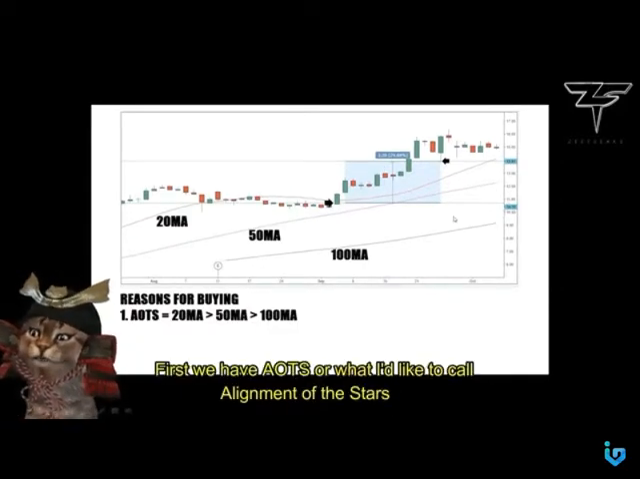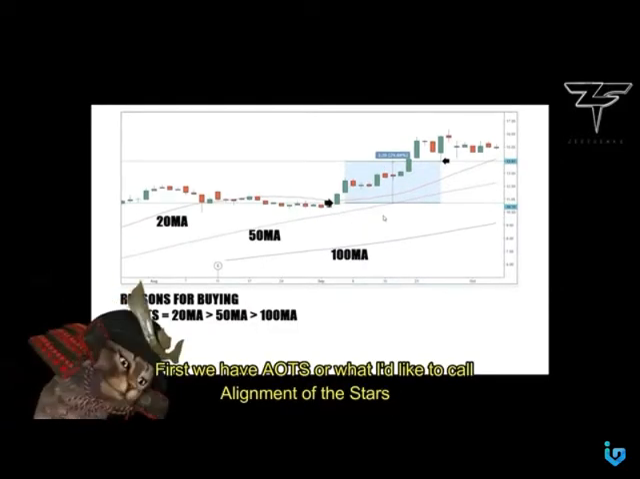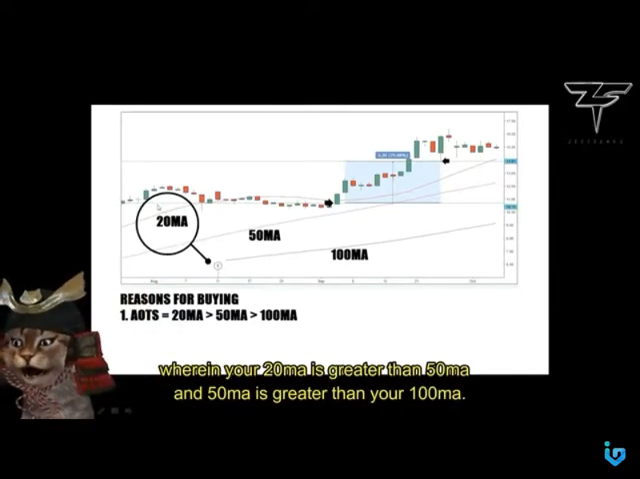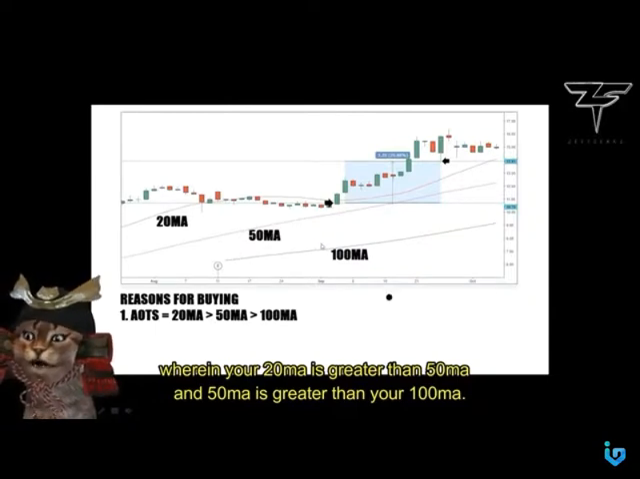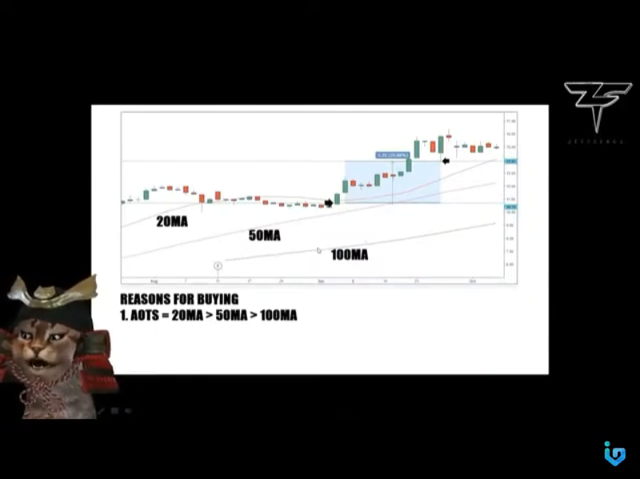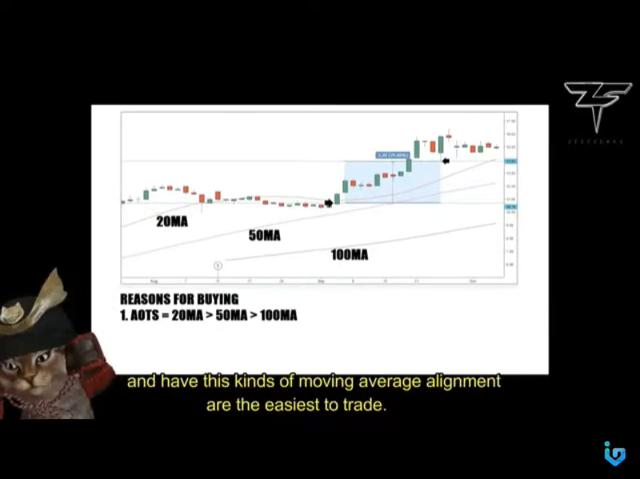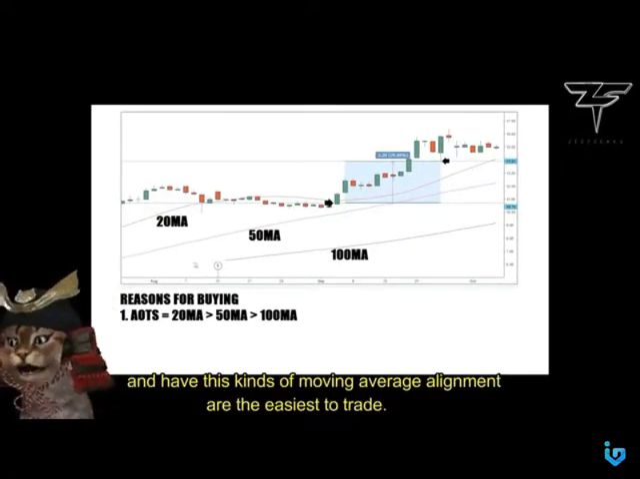So first we have AOTS, or what I'd like to call alignment of the stars, wherein your 20 MA, here you go, is greater than 50 MA, and 50 MA is greater than 100 MA. Now stocks that have broken in their 52-week highs and have this kind of moving average alignment are the easiest to trade.